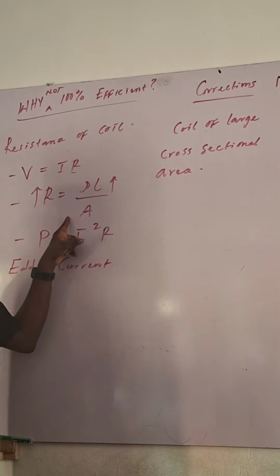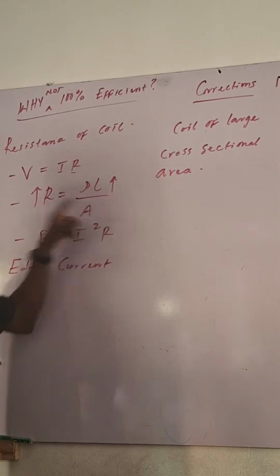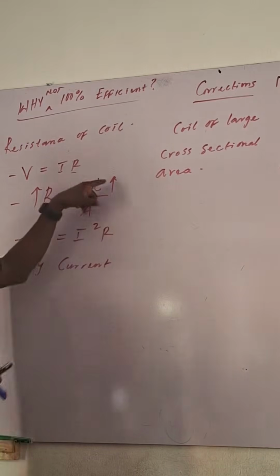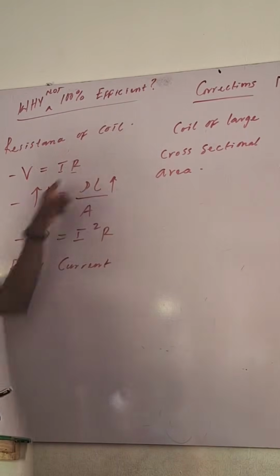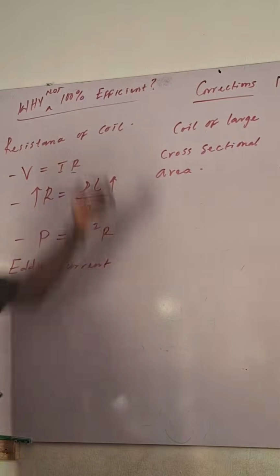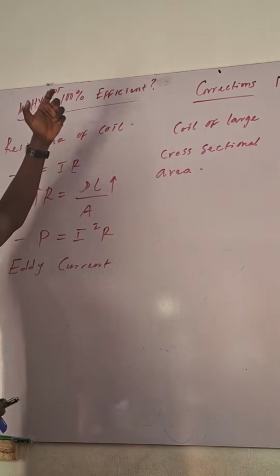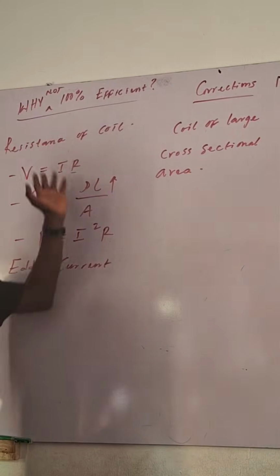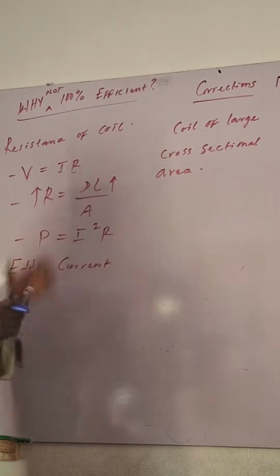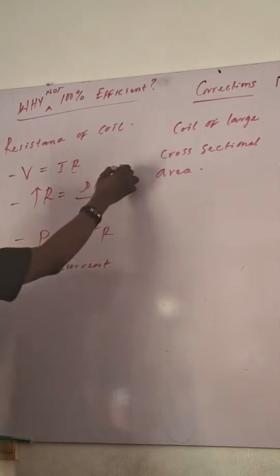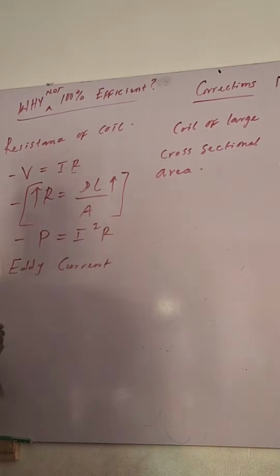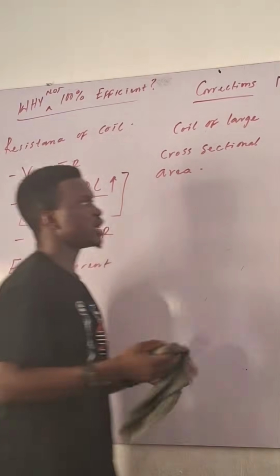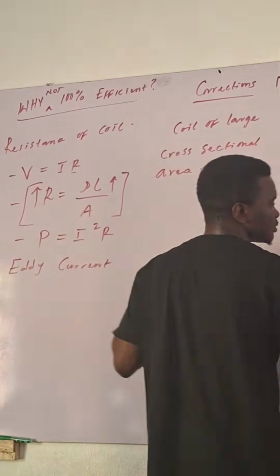Do you get that? If you increase area, resistance will be low. If you increase length, resistance will be high. So in order to counterbalance what length will do, you have to increase the area. What I'm just saying here, you will learn it under current electricity. Now, eddy currents. Let me just explain that in a simple manner here.